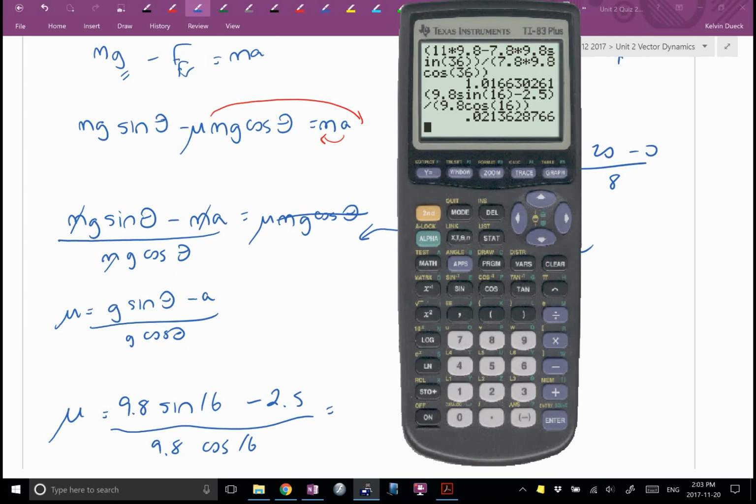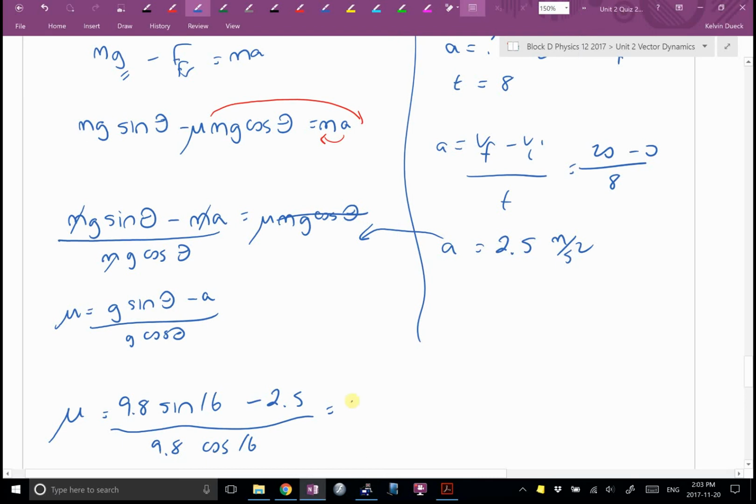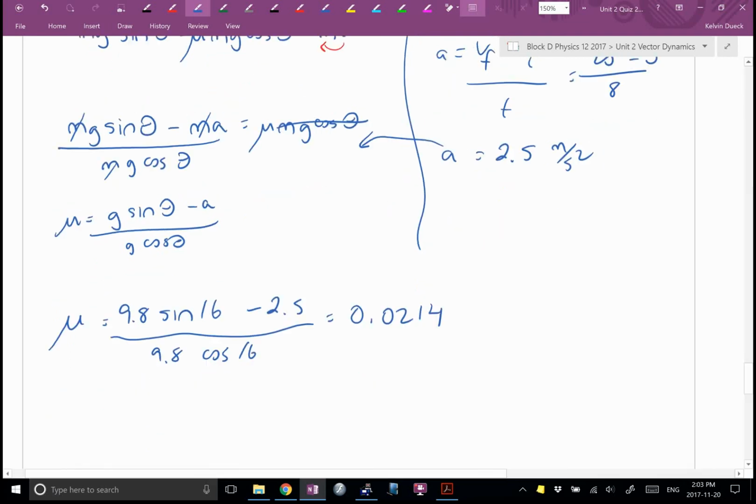Now that's really small, and I got nervous. Wait a minute. We're on snow and ice. Should be small. I'd be more nervous if it was like a 0.7 or a 0.8. That's lousy skiing. Not going to work very well. So yeah, I'll go 0.0214. Units. Are none. Okay. If you got that, 4 out of 4.